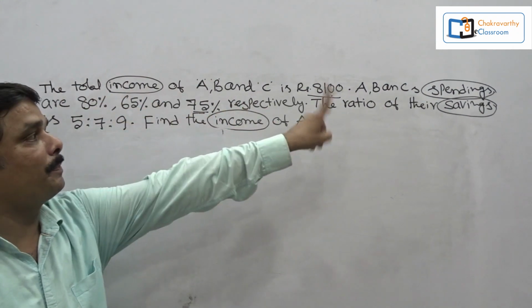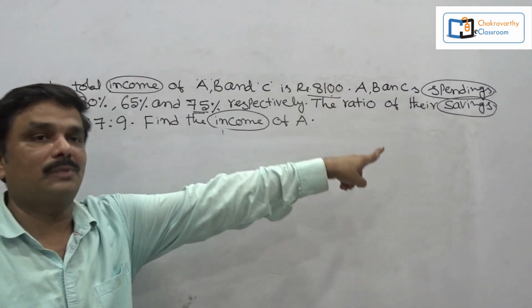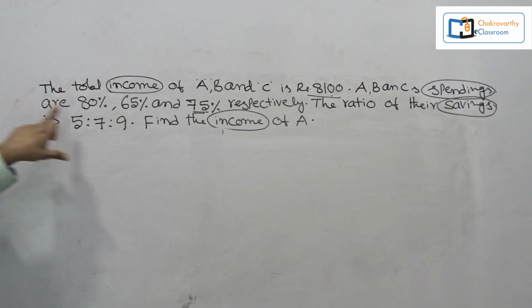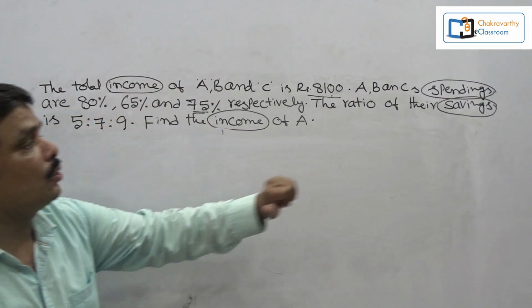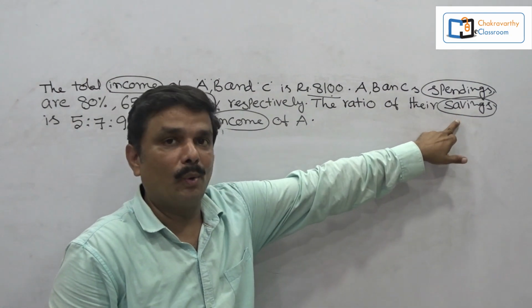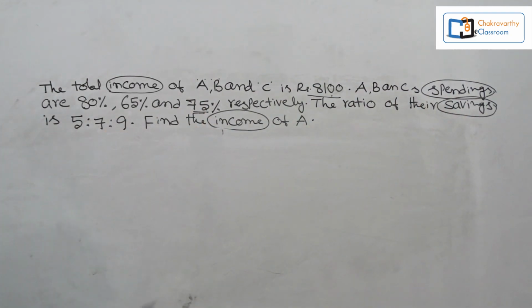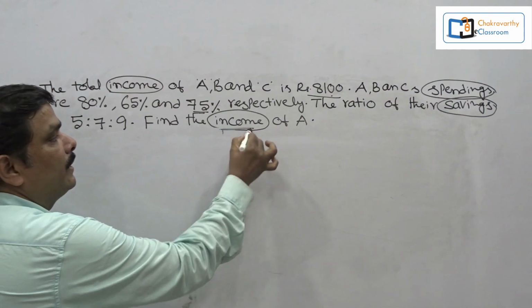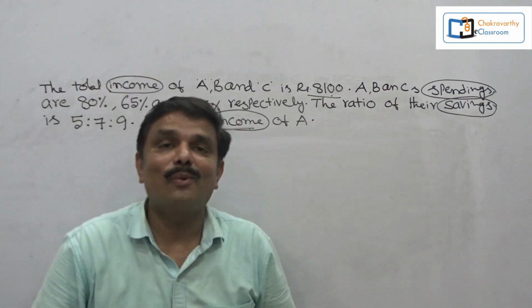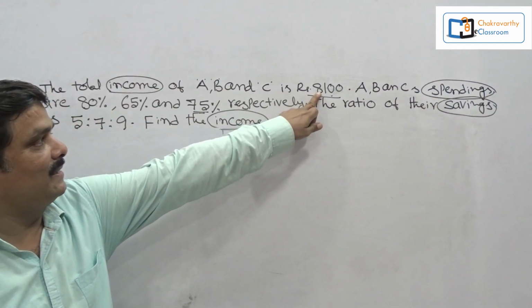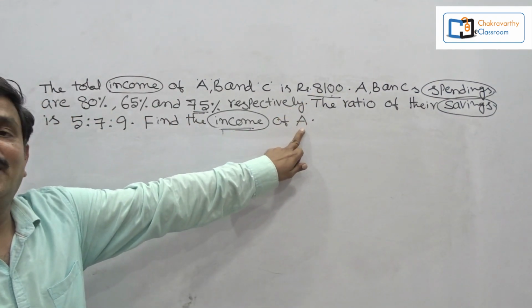A, B and C's spending, spending means expenditure, spendings on income are 80, 65 and 75% respectively. Then the ratio of their savings is 5:7:9. Find the income of A. Simple one. Now, how to find out the income of A? They have given the total income of A, B and C. Find out the income of A.